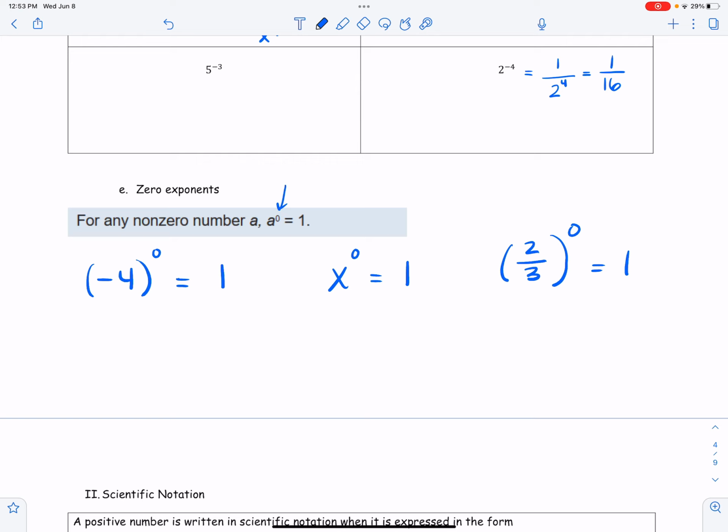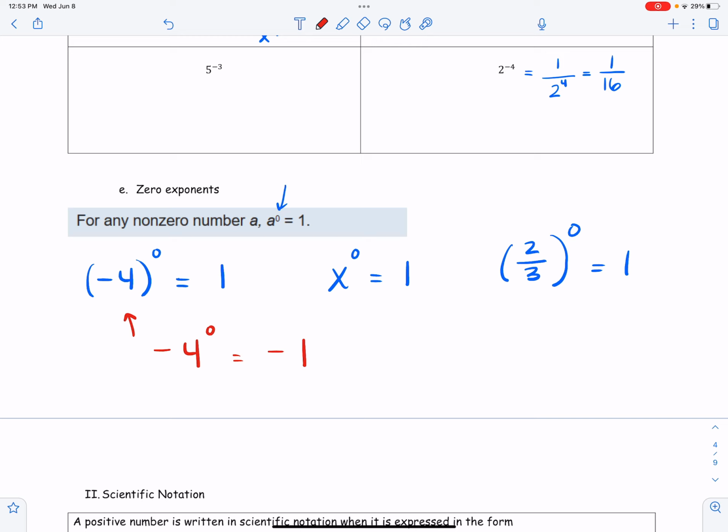All right. Now, do be careful again with parentheses. Just a little side note here. If this had been negative 4 to the 0 power, parentheses are important, the negative is not being raised to the 0 power. So that negative would trail along here. 4 to the 0 power would be 1, but the negative would stay because it's not inside parentheses.